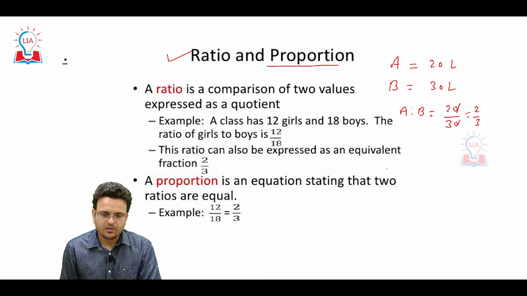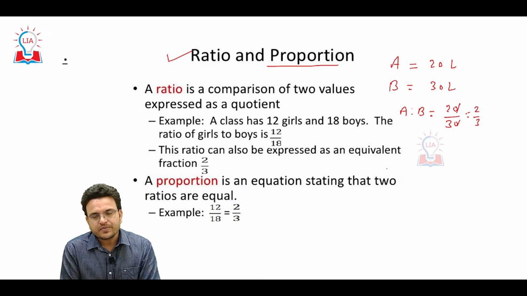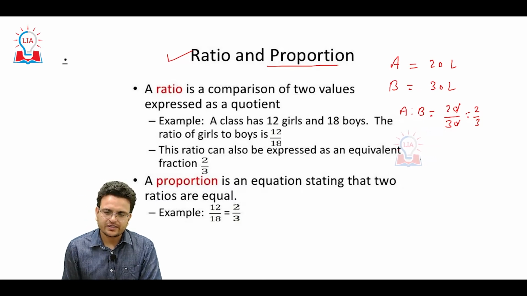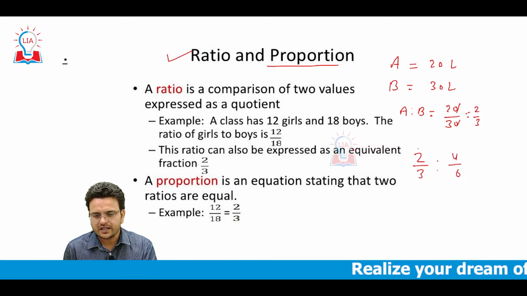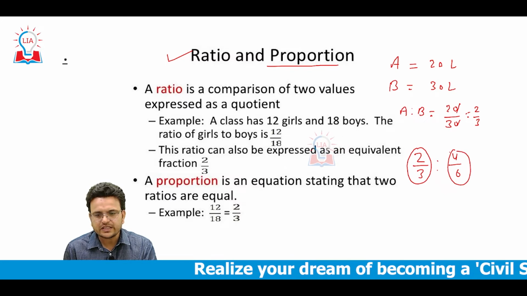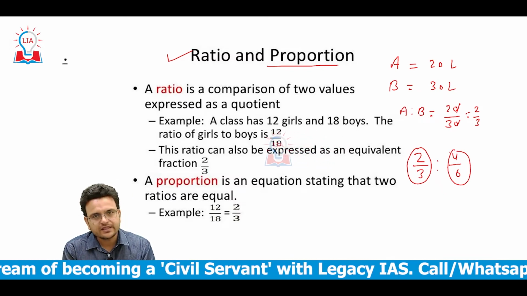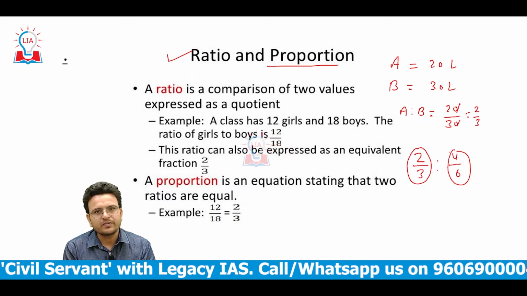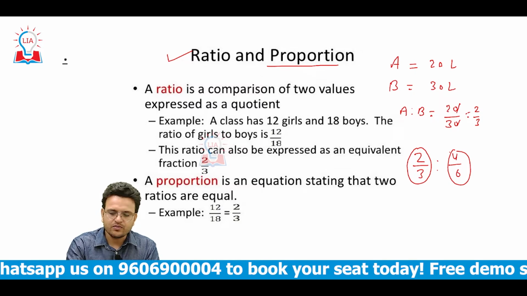When we talk about proportion, proportion is a comparison of two ratios. For example, 2 upon 3 is equal to 4 upon 6. Whenever we are comparing two equal ratios, it becomes a proportion. So this is the basics, and now we will try to understand ratio and proportion by solving a few questions.